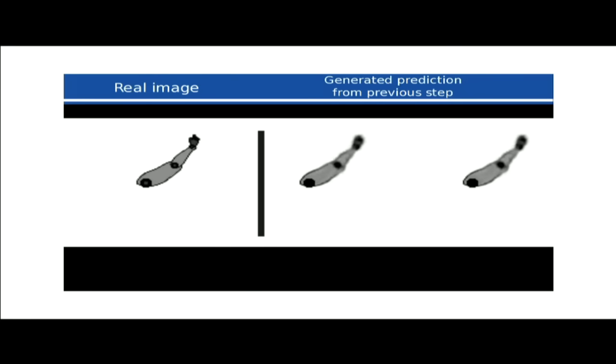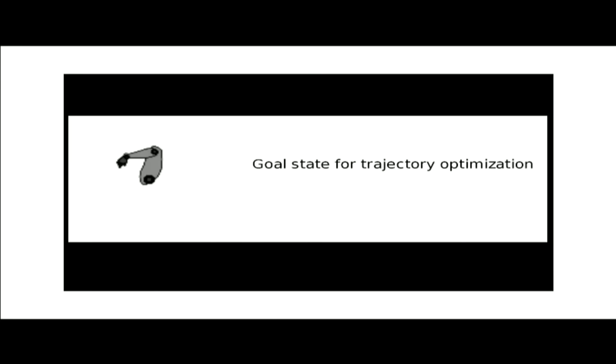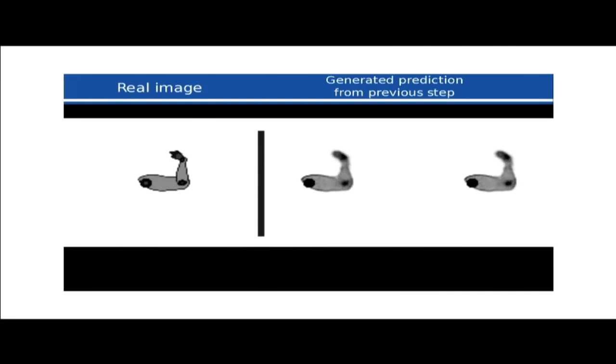Okay. And then here's another example where the goal state looks like that. So first it moves its arm in and then rotates its first joint.